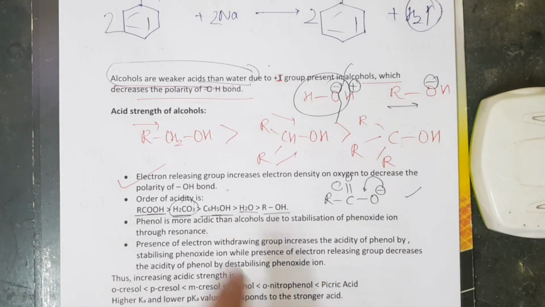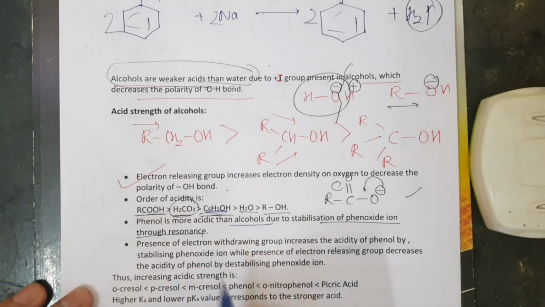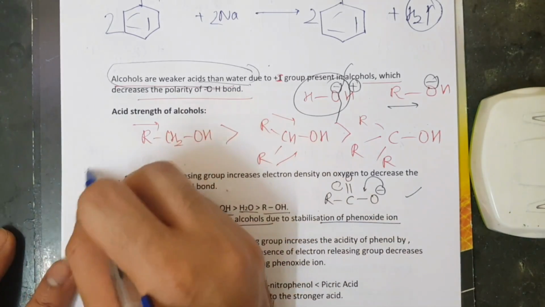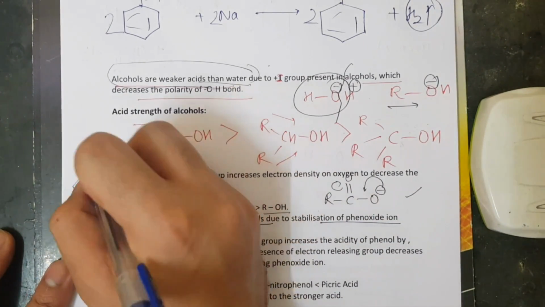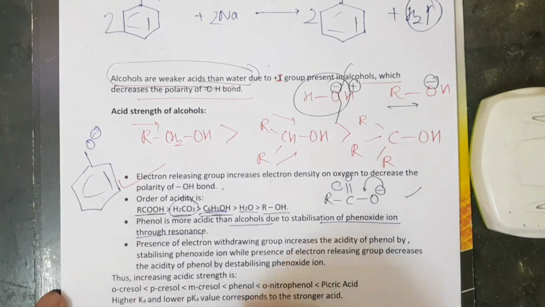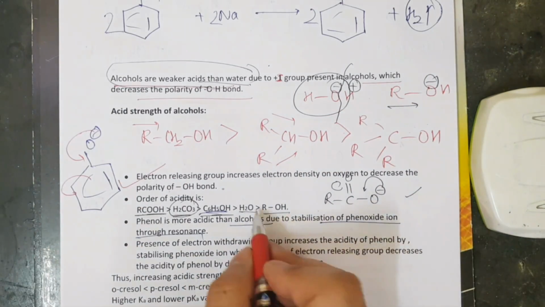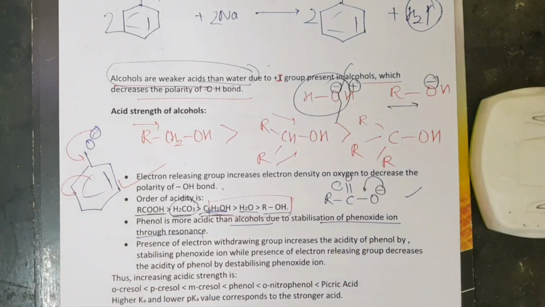Now phenol is more acidic than alcohols due to the stabilization of the phenoxide ion through resonance. Phenol, its H plus removed, we get O minus, which is phenoxide. Now this minus is in resonance with the ring if you draw the structures, so that is why it is more stable than the alcohols, which has been clearly mentioned.